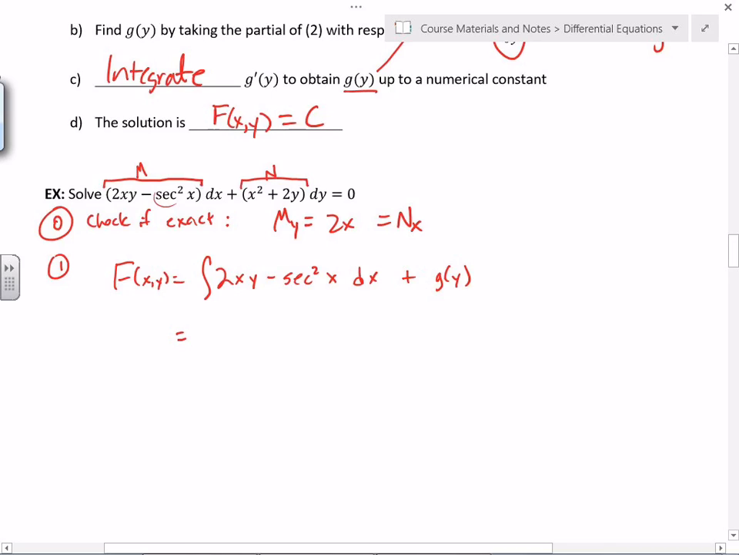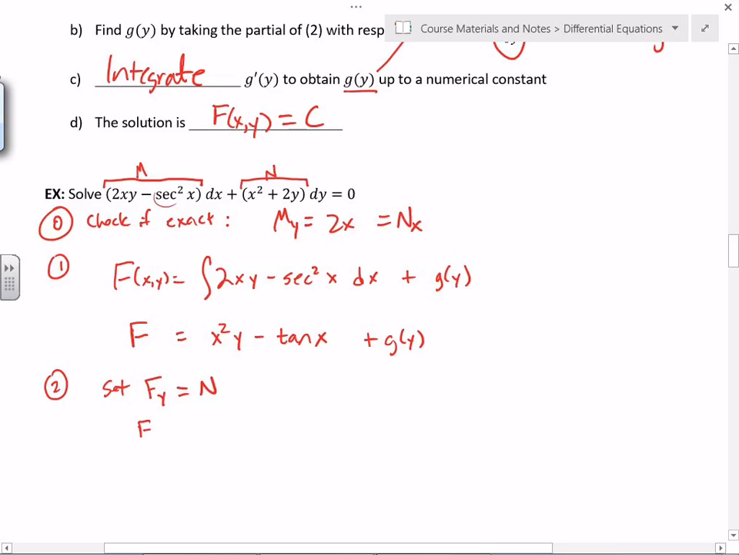All right, now let's integrate 2xy minus secant squared of x with respect to x. It's x squared y minus tangent of x plus some function of y. There's your f. Now, step 2. This function is the function whose partial with respect to x gives me m. Now let's find g so that f sub y is equal to my n.